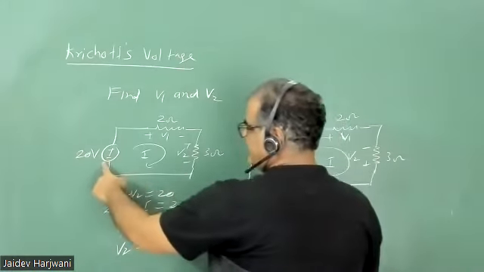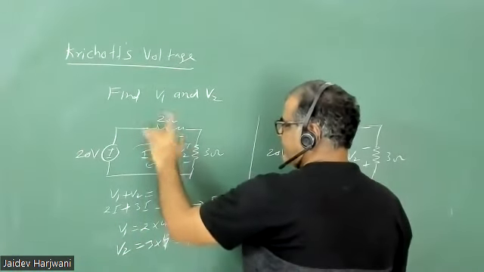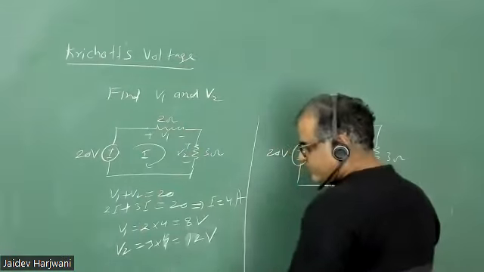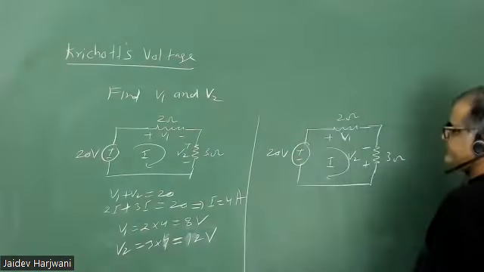So voltage rise, the battery is 20 volts, and this 20 volt is getting dropped here. 8 here and 12 here. So the sum of voltage is 0. Now here, same thing.